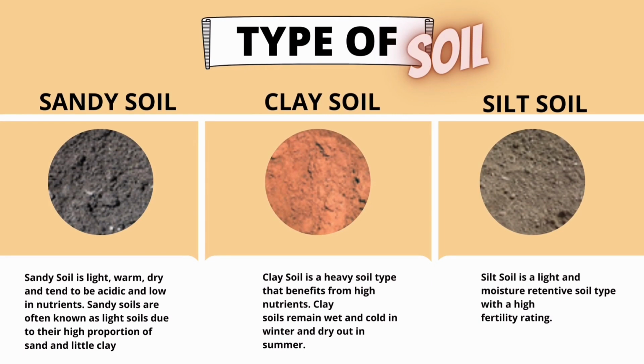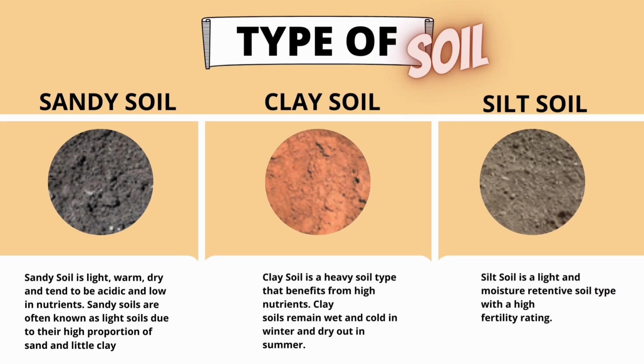Before that, let's take a look at the types of soil on this earth. Firstly, sandy soil. Sandy soil is light, warm, dry, tends to be acidic and low in nutrients. Sandy soil is often known as light soil due to its high proportion of sand and little clay. Clay weighs more than sand. These soils have quick water drainage and they are easy to work with.